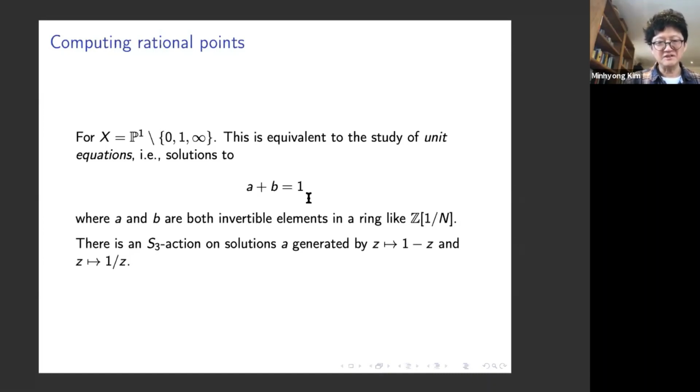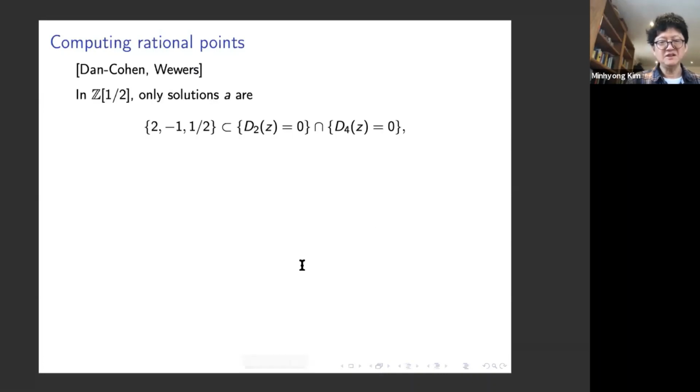But notice that the set of solutions has an S3 action, simply generated by z goes to 1/z and z goes to 1 minus z. So that's the general setup of studying these equations. Now, for example, if you just looked at integral solutions inside this ring, then the only solutions are the obvious ones. You can easily write down some obvious solutions to the equation: 2, minus 1, 1/2. You can view this also as the S3 orbit of minus 1 if you want.